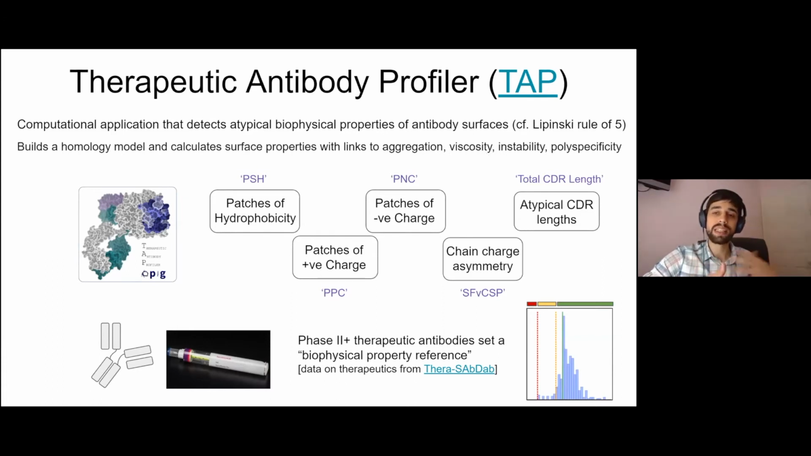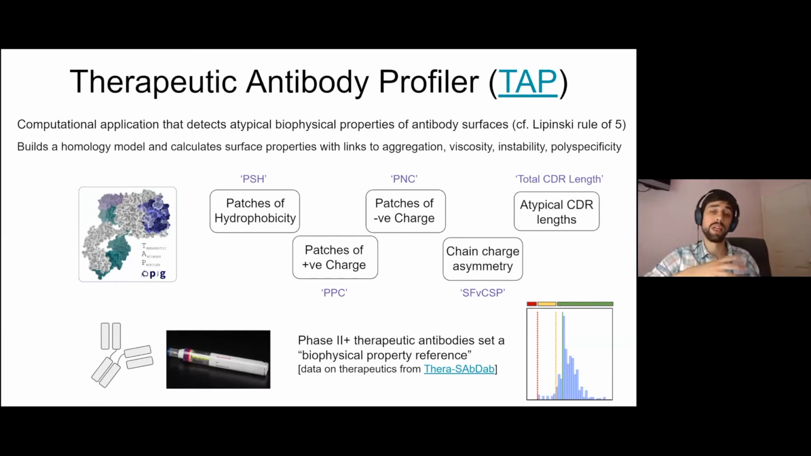In a way, it's our version of the Lipinski rule of 5, but whilst small molecule structures may be easier to get a handle on what they might look like in 3 dimensions, antibodies are more complicated, so you have to go through this explicit modeling pipeline and then calculate these properties on the model. We have patches of hydrophobicity, which is one metric we use a lot, positive and negative charge, whether the two chains have a significant asymmetry in the way that they are. One is very positively charged, one is very negatively charged, which has been associated with drift of the antibodies together and associated viscosity, and also atypical CDR lengths.